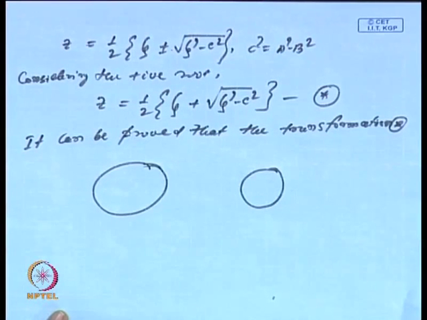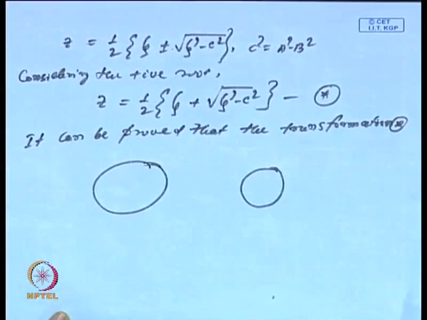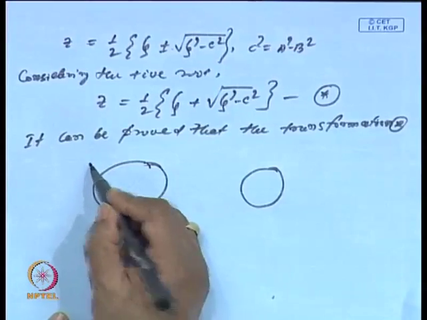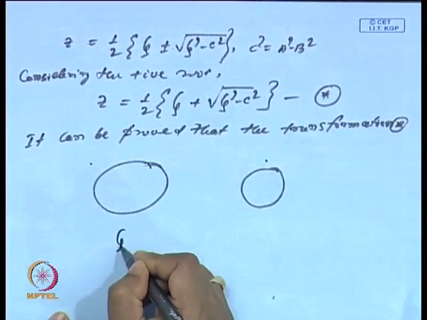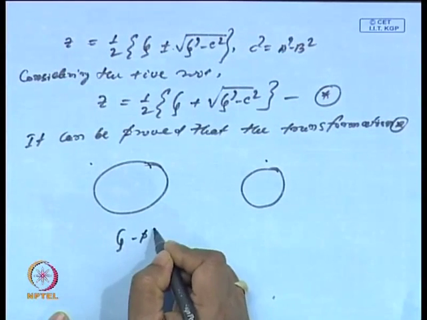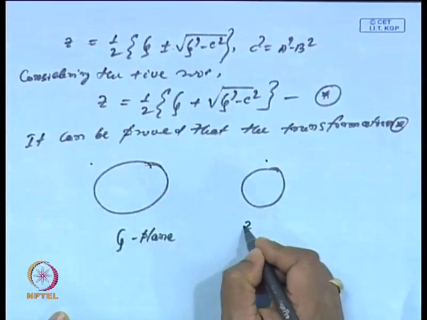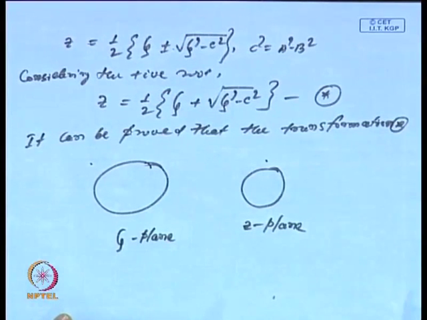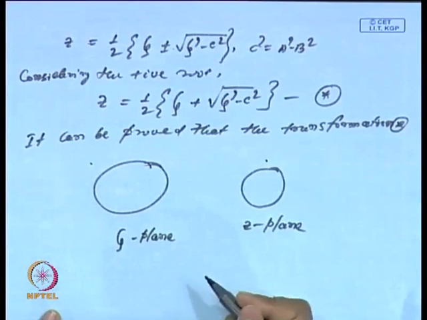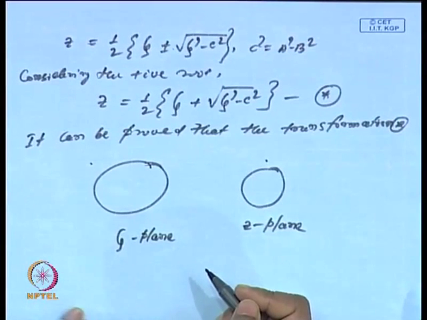Because earlier we have seen from z to zeta, now we are seeing from zeta to z. So we can see that every point outside the ellipse will map to a point outside the circle. So this is the zeta plane, this is the z plane. This can be easily proved, and I am not going into the detail of the proof again. This can be found in any of the reference books that I have suggested.